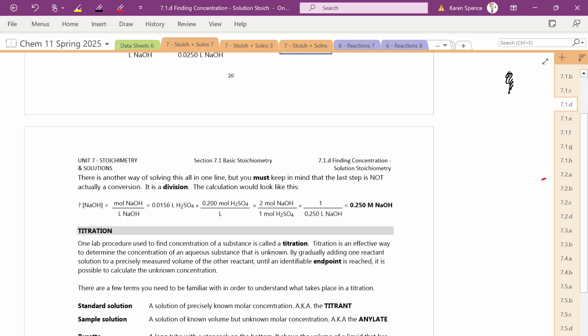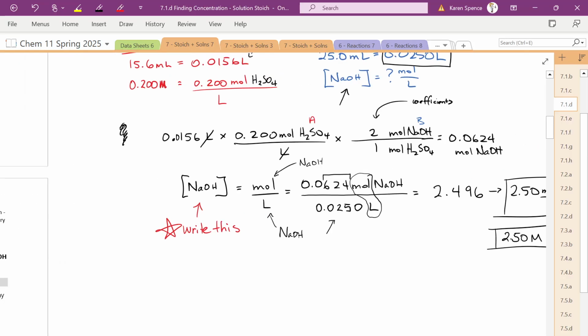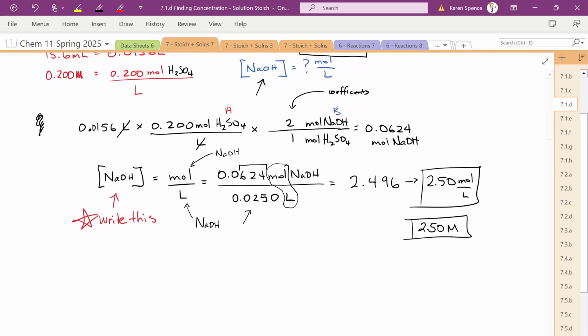And actually, I'll show you this here. You can do this all in one line if you want to. You know how I did it in 2 lines? I had line number 1 where I found my moles of NaOH, and then I had line number 2 where we found the concentration. We divided moles by the liters.